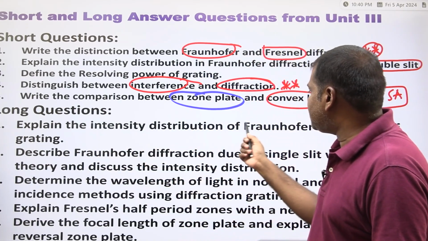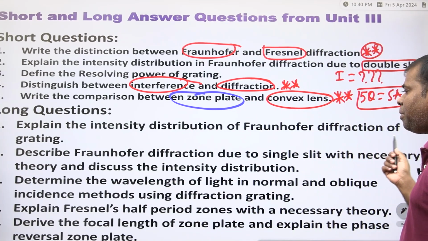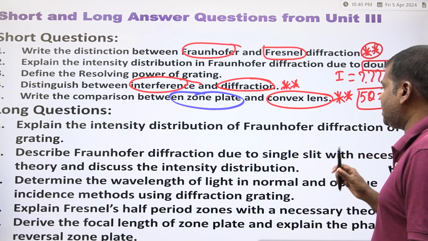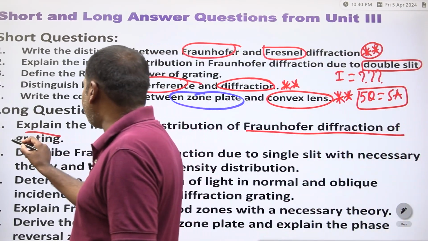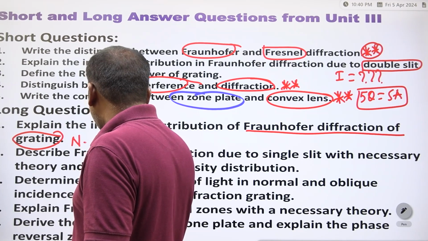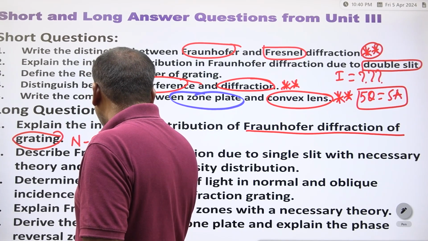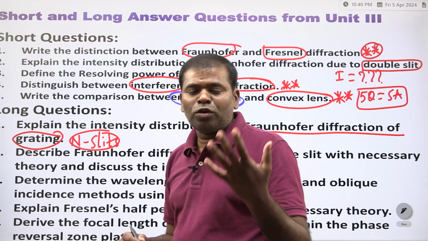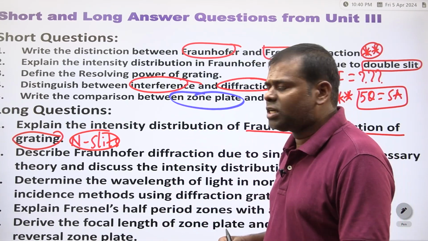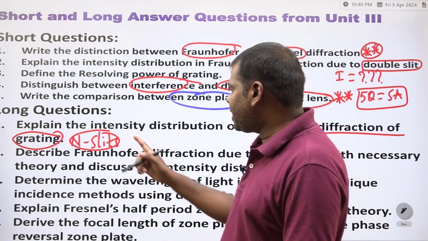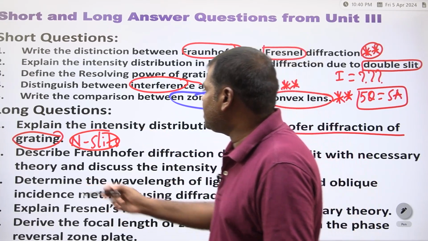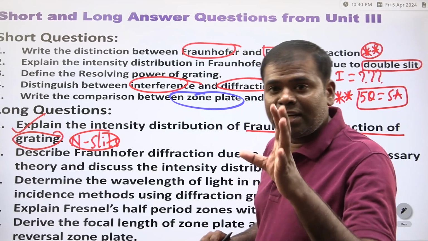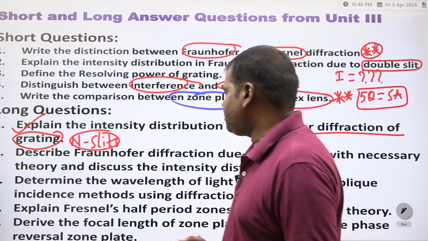Explain the intensity distribution of a Fraunhofer diffraction of grating. Fraunhofer diffraction of grating means N number of slits. Per inch 2500 or 15,000 slits are there. So that is a grating. Already in your laboratory also you are doing this experiment. This is very, very important. That intensity formula you have to derive.